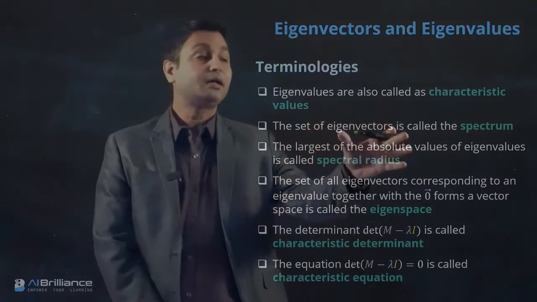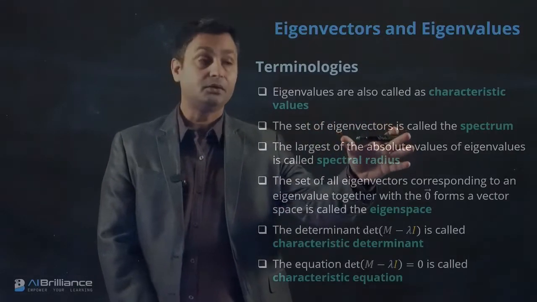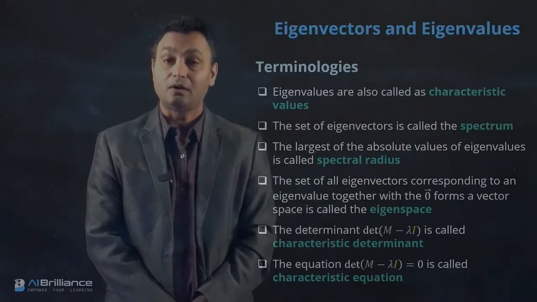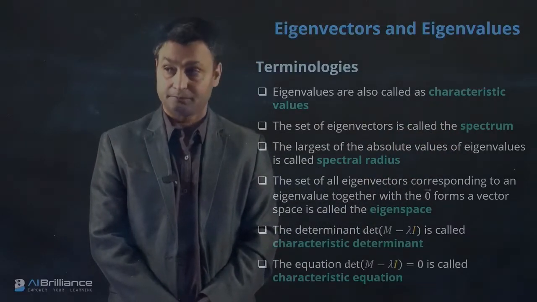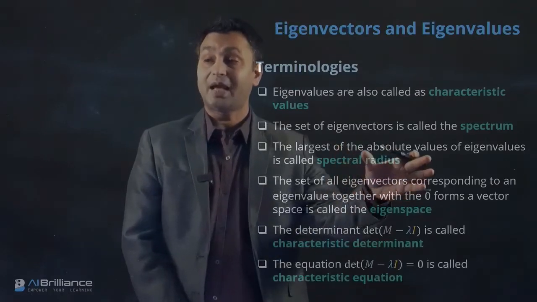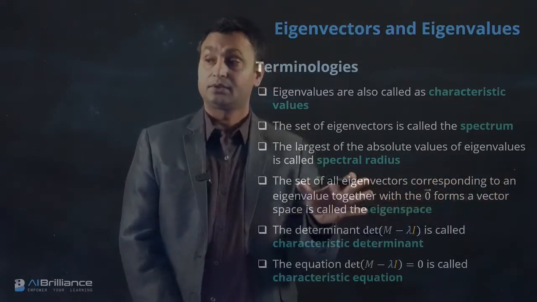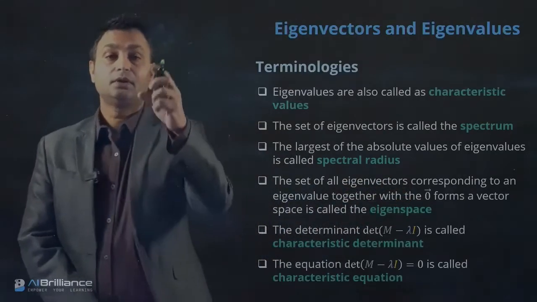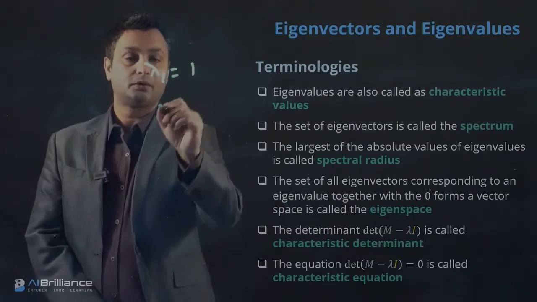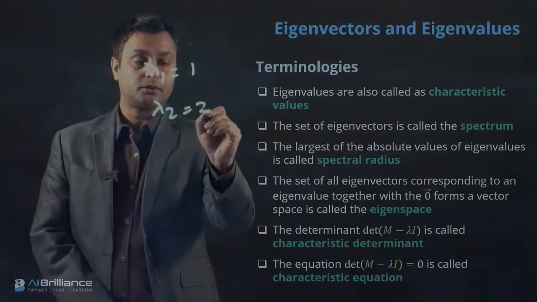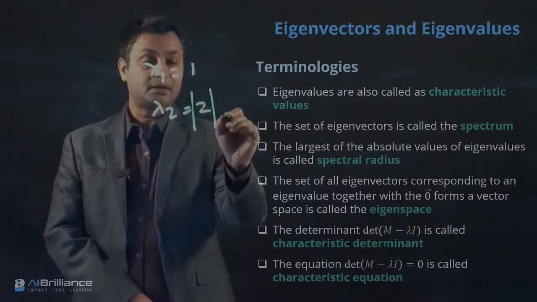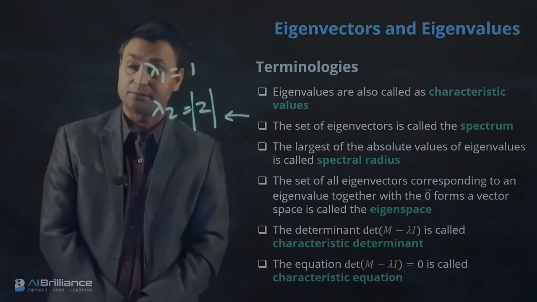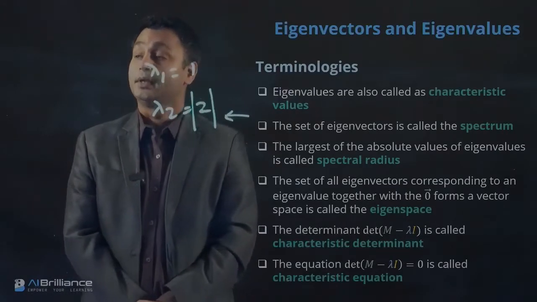The set of eigenvalues that you find, all of them combined together, is known as the spectrum of the transformation matrix. The largest of the absolute values of the eigenvalues is called the spectral radius. Recall in the previous problem, there were two eigenvalues: lambda 1 was equal to 1, lambda 2 was equal to 2. So in this case, 2 was the maximum absolute value, and that is the spectral radius of the transformation matrix for our example problem.